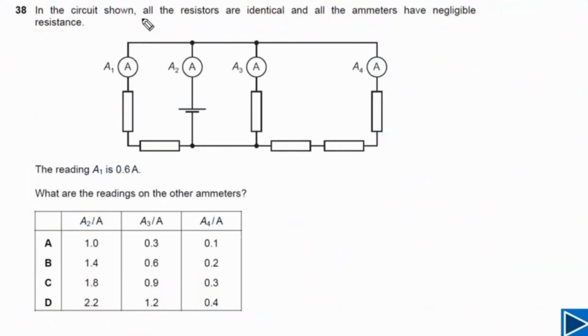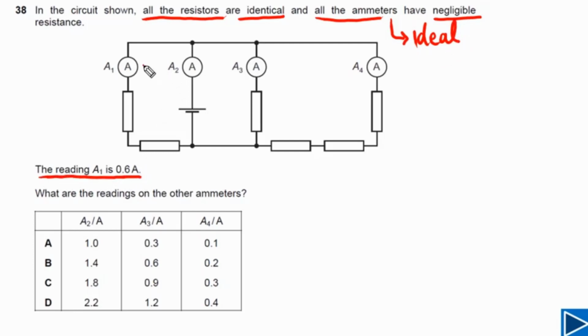For this question, it is given to us that all the resistors are identical. Identical simply means that they have the same resistance, and all the ammeters have negligible resistance. It simply means that the ammeters are ideal and they have no resistance. The question is also telling us that the reading on ammeter 1, A1, is 0.6 amps. The question is asking us what are the readings on the other ammeters, meaning what is the reading on A2, A3, and A4. This is what we need to find out.